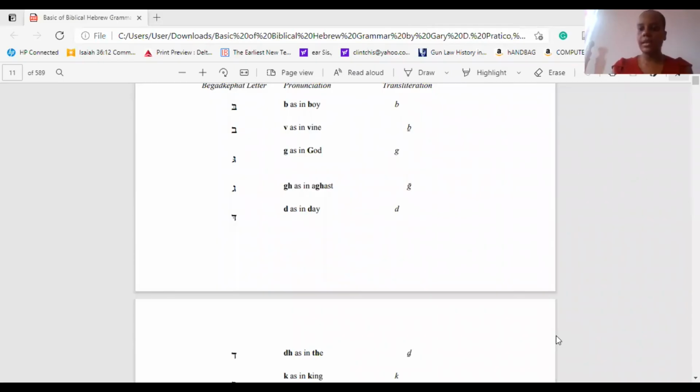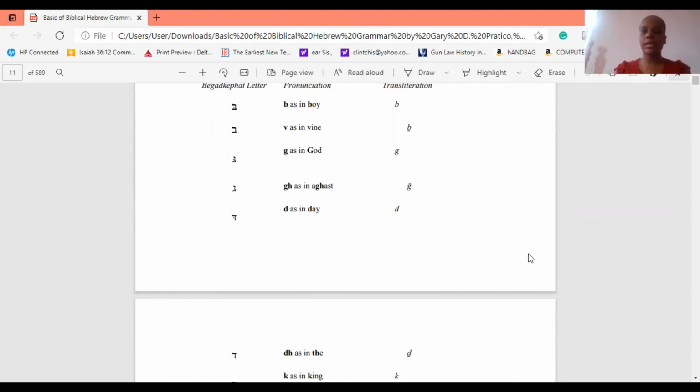So just pay attention to the screen and then be outlining the 6 consonants that are referred to as Begadkefat. And unlike the final form with the Begadkefat, the pronunciation and the transliteration is affected. The information that I'm showing you is taken from the main book that I'm using for these lessons, Basics of Biblical Hebrew Grammar. I will outline this reference further down in the video, but this material has been taken from that book. On the screen, you're seeing the Begadkefat letters, their pronunciation, and their transliteration.